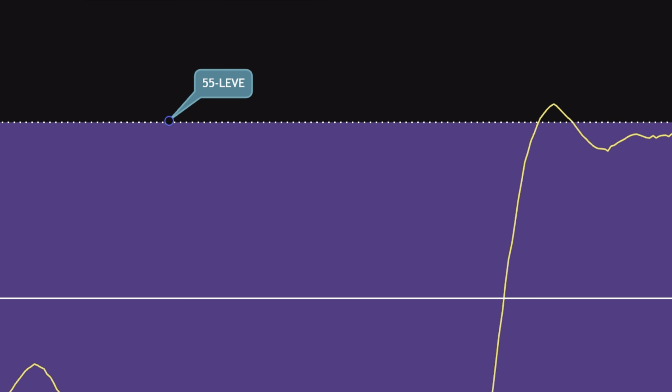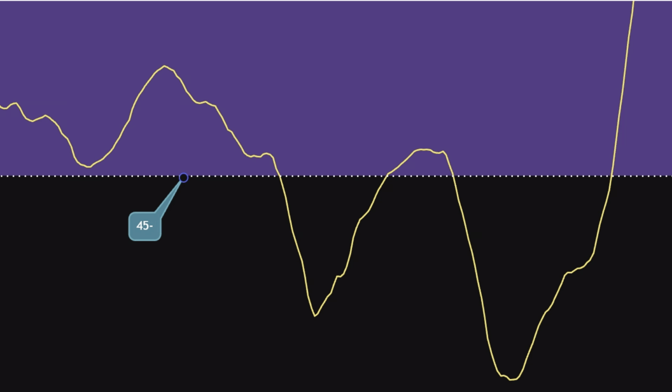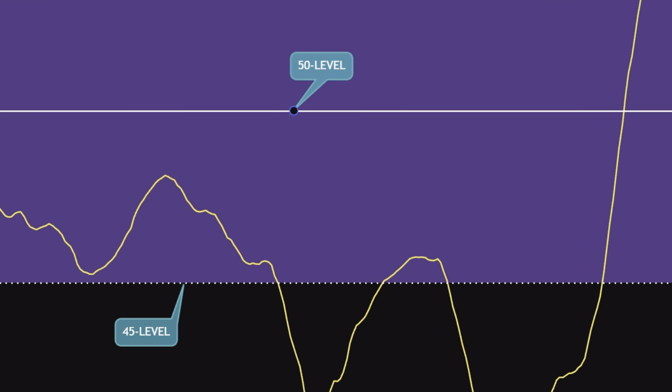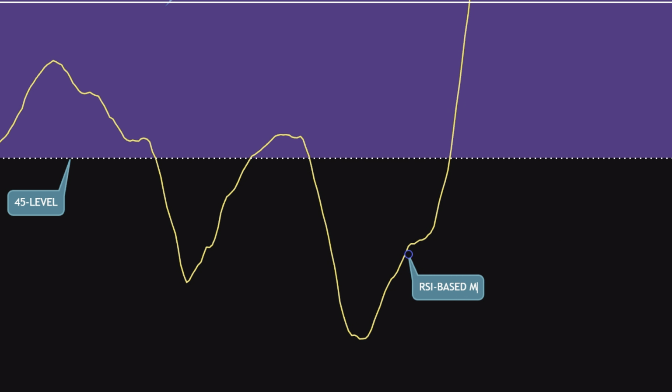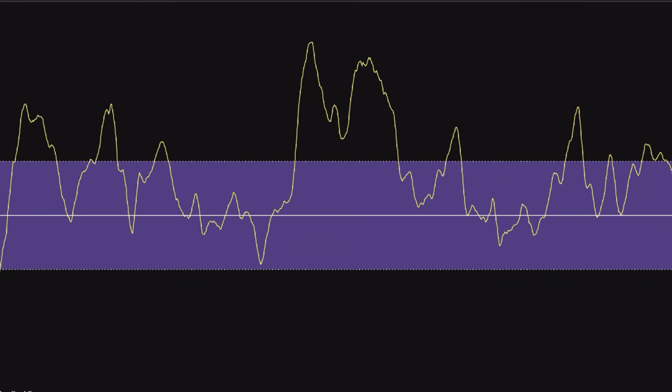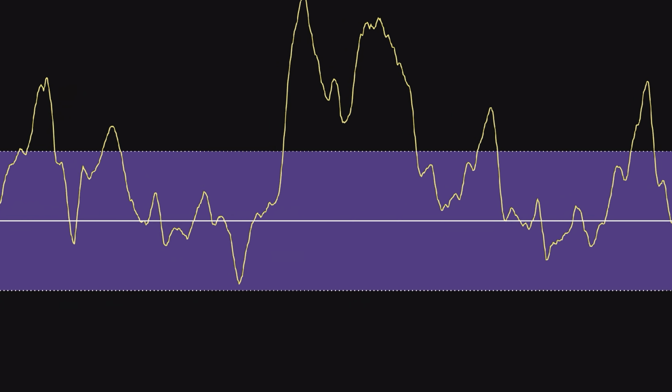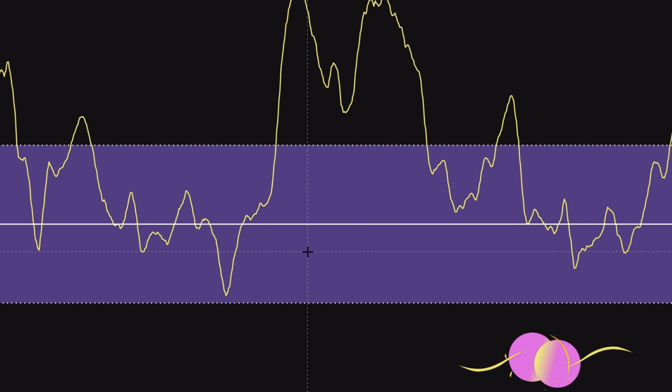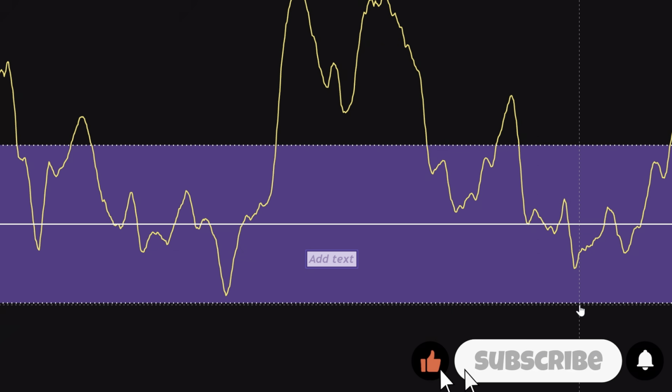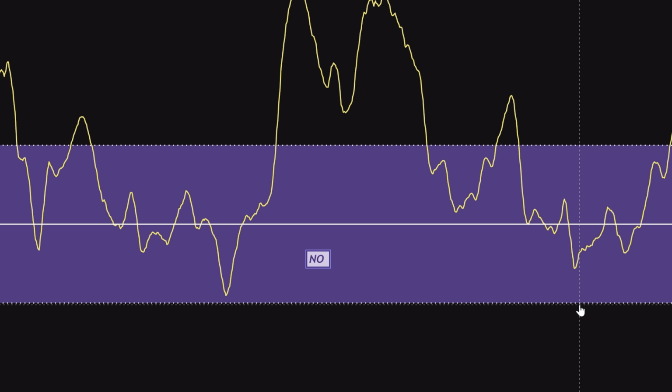Now look at the oscillator. We have three zones. The first zone sits between 45 and 55. This is the professional's edge. This is the no trade zone. When the RSI moving average sits between those levels, the market has no meaningful momentum. When price is here, we do nothing.